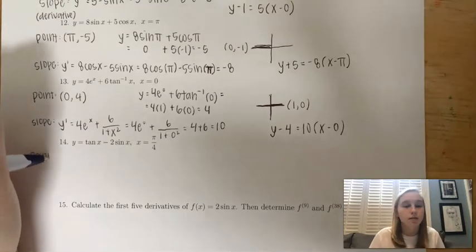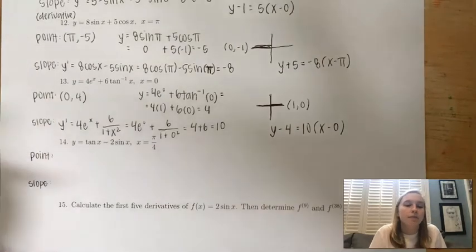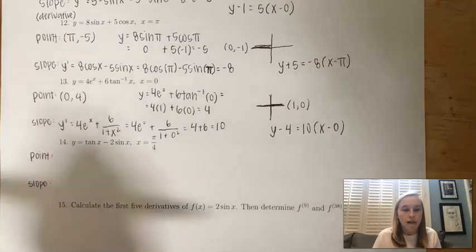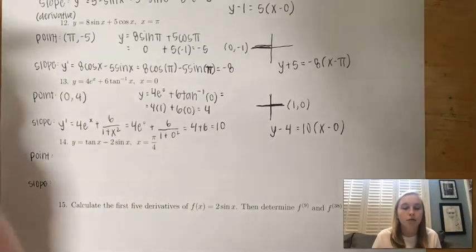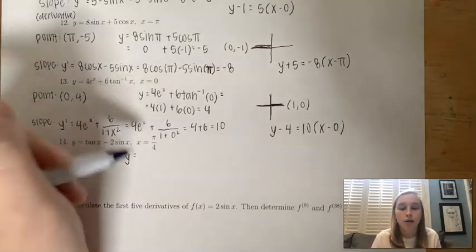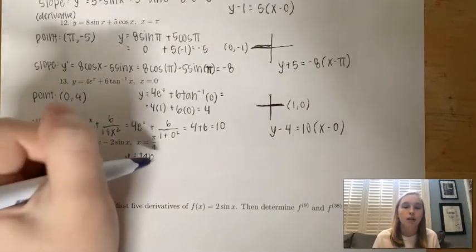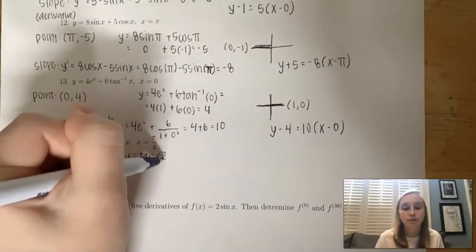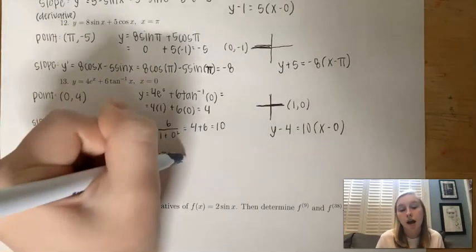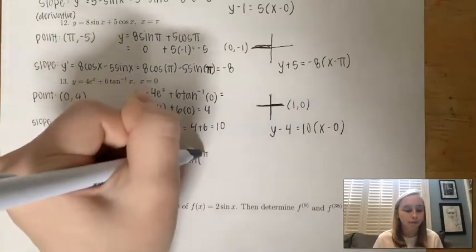Okay, the next one, I will warn you, gets very triggy and tricky, but I will do my best to explain it for you guys. So the format is still the same. You're still going to find the point. You're still going to find the slope. So you plug in pi over 4 to the y equation you're given in order to find the y value for the point. So you get tan of pi over 4 minus 2 sine of pi over 4. Just simple plugging in. Not too bad.